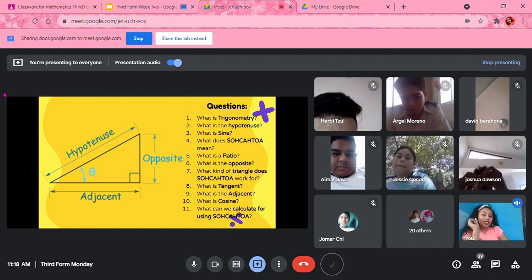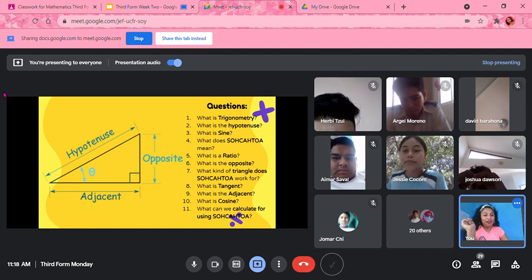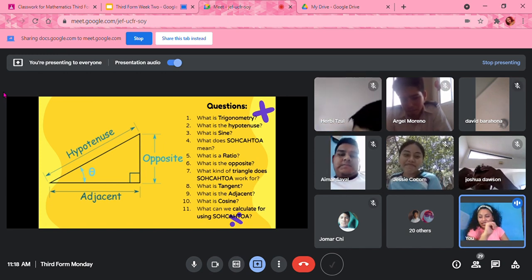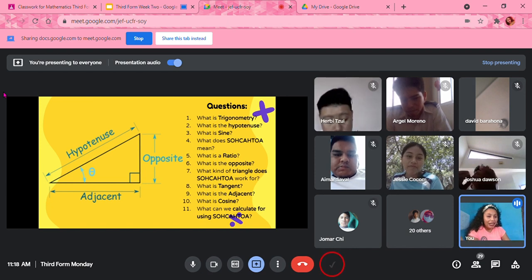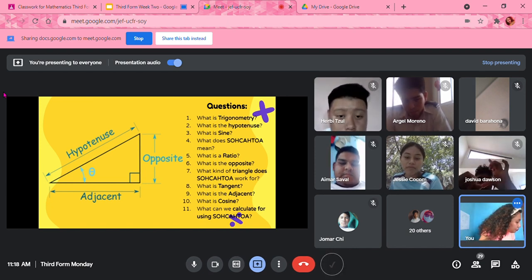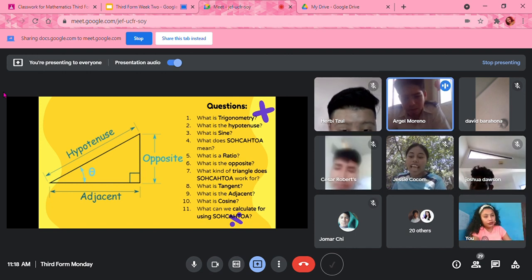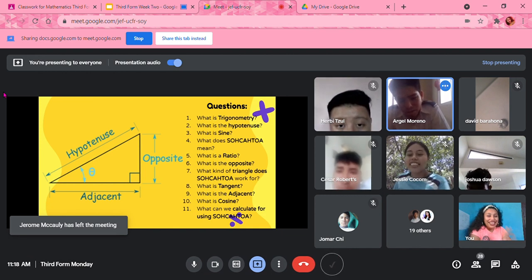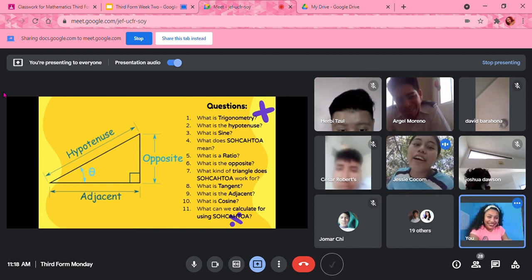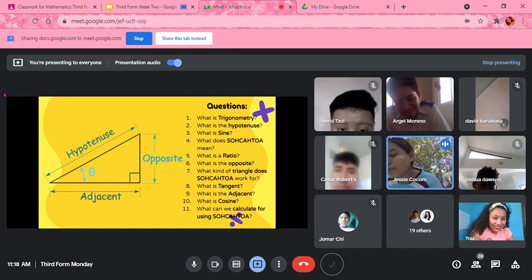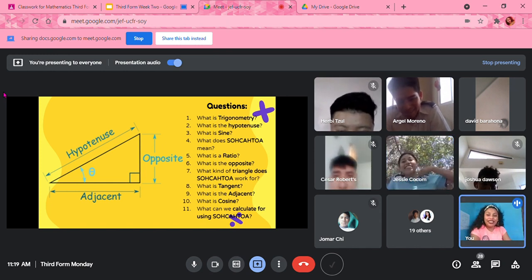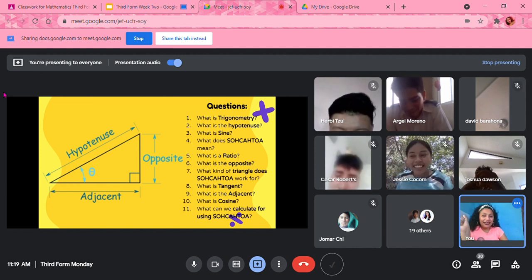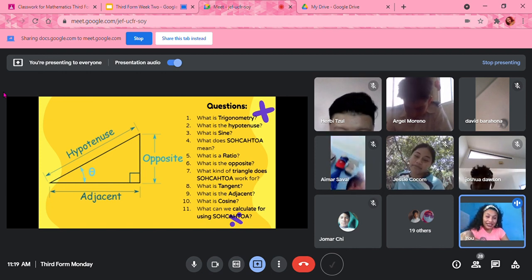What kind of triangle does SOHCAHTOA work for? Right angle. Very good. You guys are paying attention. Now, what is the tangent? What is the formula for tangent? Tan equals opposite over hypotenuse. So close. You missed one of them. Opposite over adjacent. The D is silent. So tangent is opposite over adjacent.